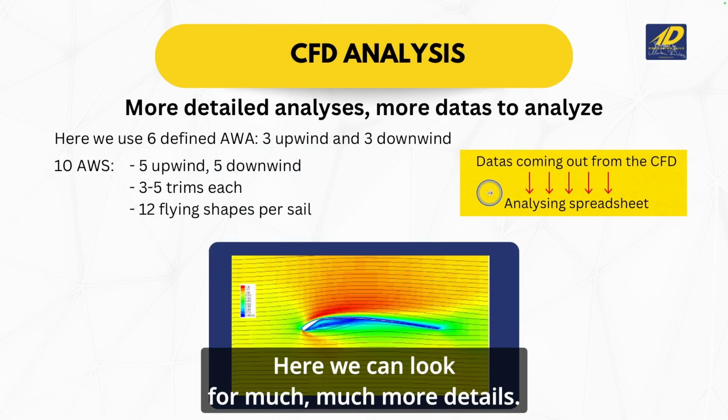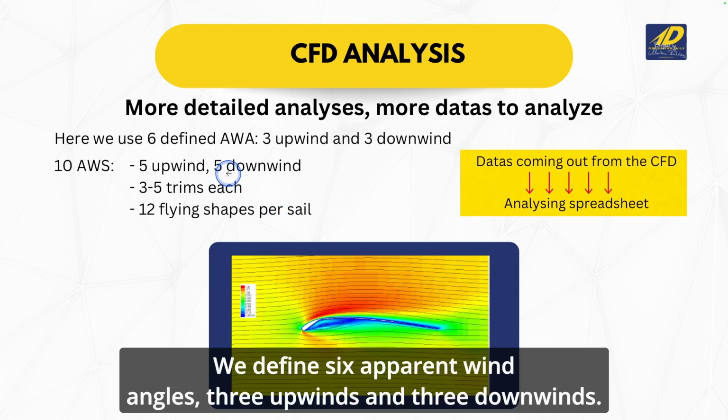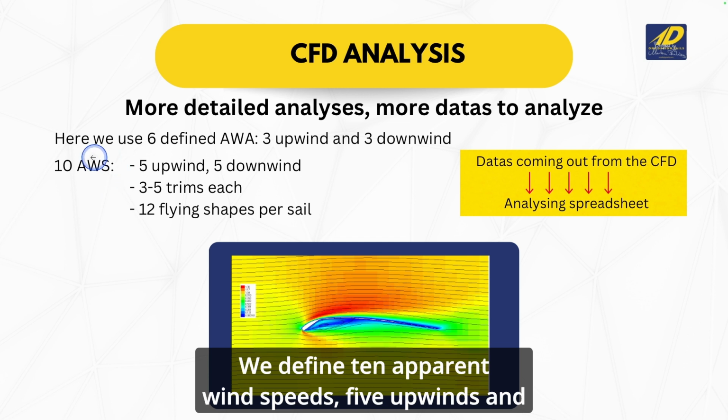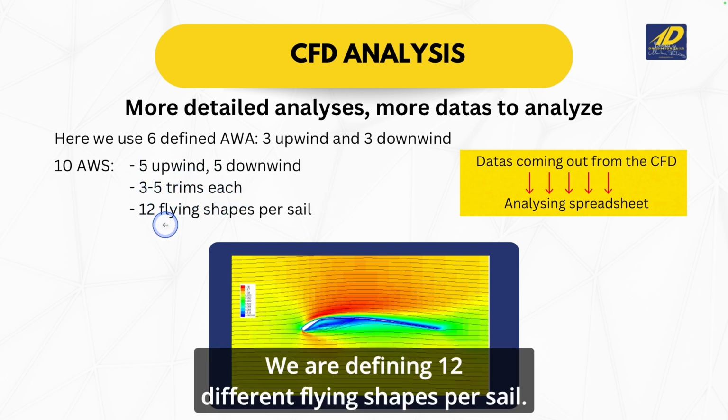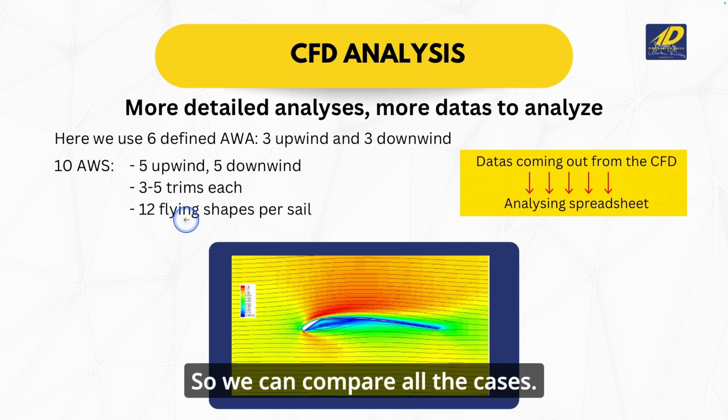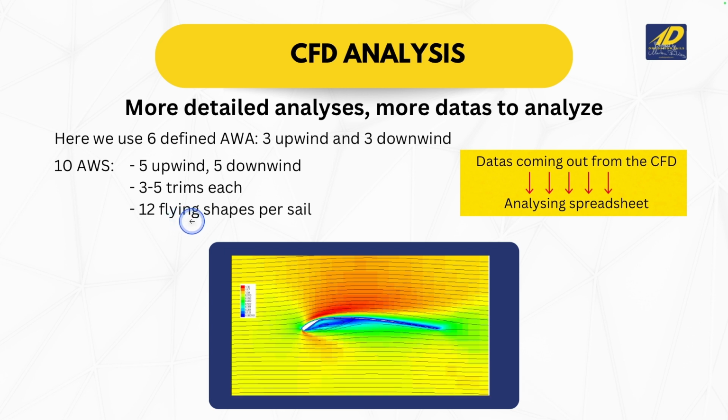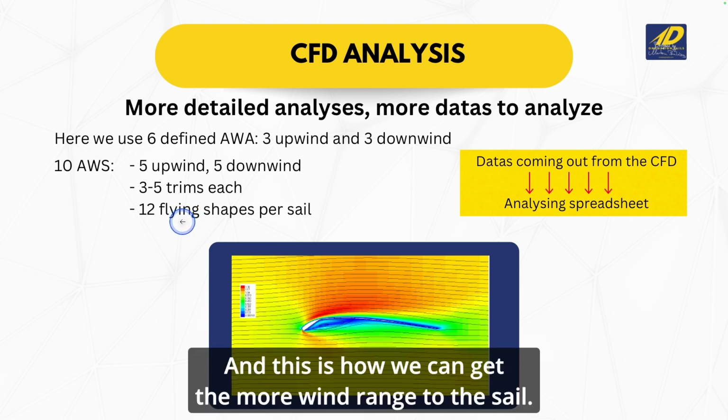Here we can look for much more details. We define 6 apparent wind angles, 3 upwinds and 3 downwinds. We define 10 apparent wind speeds, 5 upwind and 5 downwind, and 3 to 5 trims for each set. We are defining 12 different flying shapes per sail, so we can compare all the cases, and this is how we can get the more wind range to the sail.